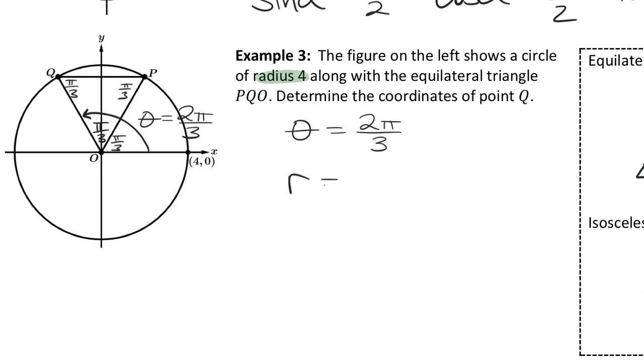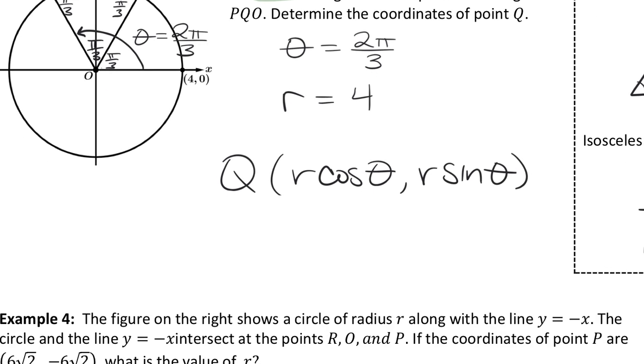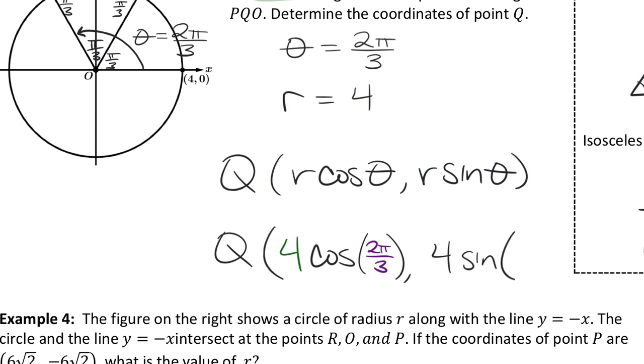We also know that the radius is how much? 4. So the coordinate of point Q is made by doing r cosine of theta, comma r sine of theta. We just have to fill some stuff in. We're not even going to evaluate the sine and cosine. We're literally just going to fill this in. So Q is going to be 4 times the cosine of my angle theta, which was 2 pi over 3, comma 4 times the sine of 2 pi over 3.